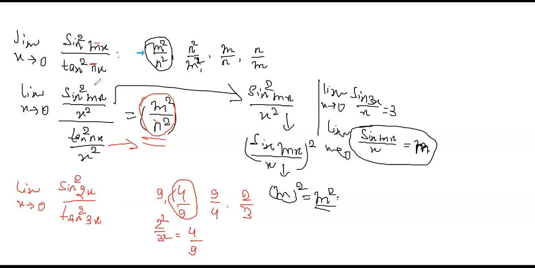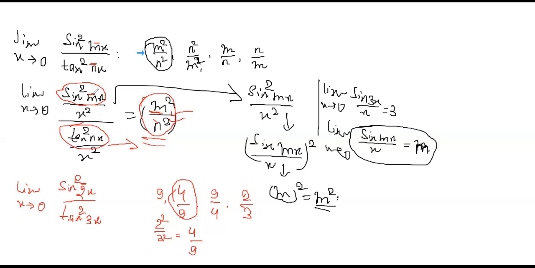Why would you square 2 and 3? Because here it is m and the answer is m square. Here it is 2, so the answer will be 2 square, not only 2. You have solved here sine square mx upon tan square nx is equal to m square by n square. Yes or no? Okay.